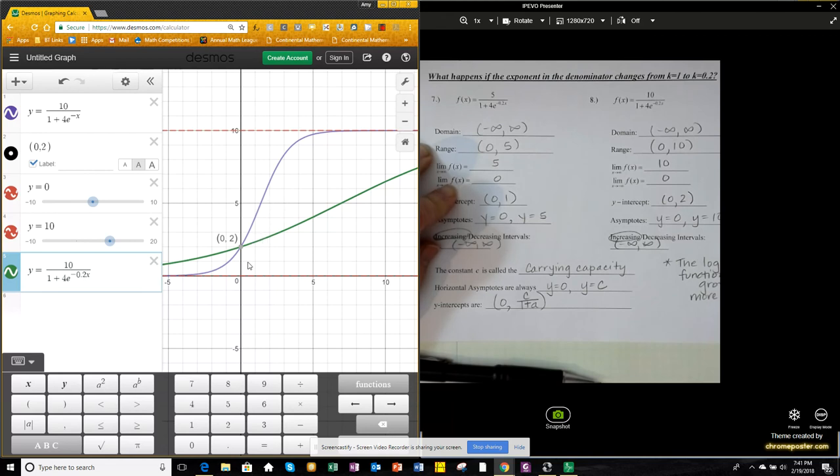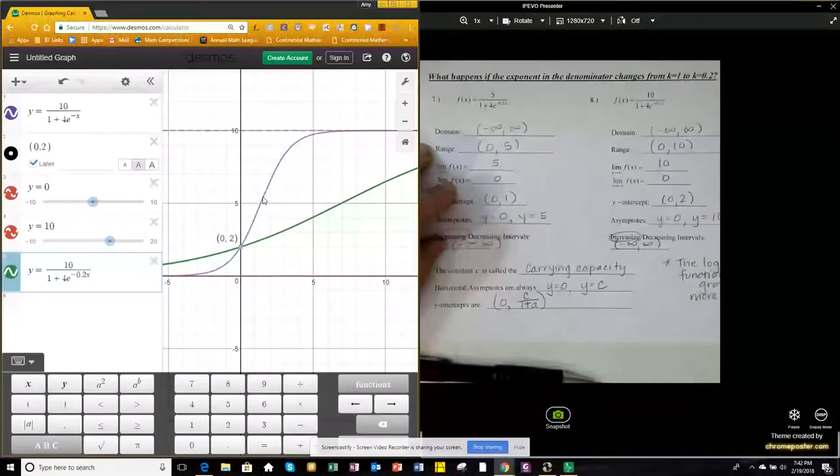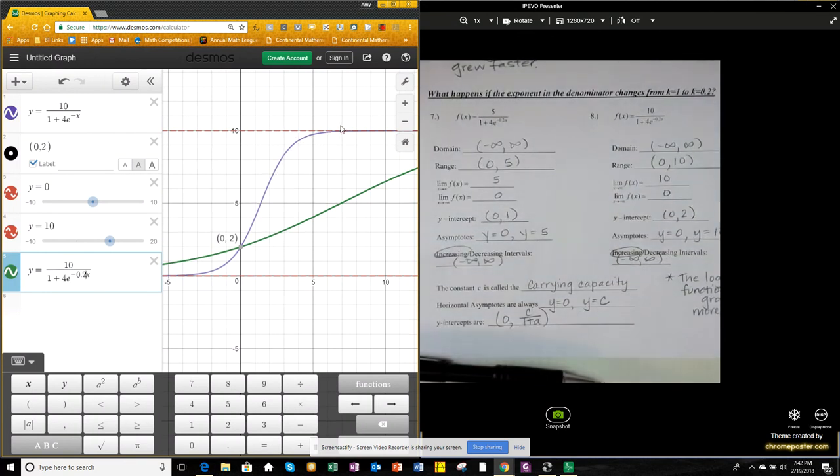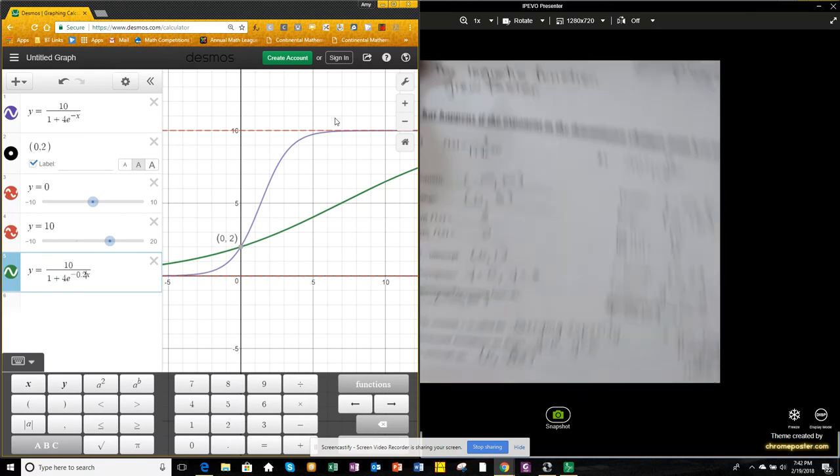Now, what do I mean by concavity? Concavity means it's either opening up, or bending upwards, or it's bending downwards. Okay, so a curve is concave up when it bends up like this, and it's concave down when it bends down like this.